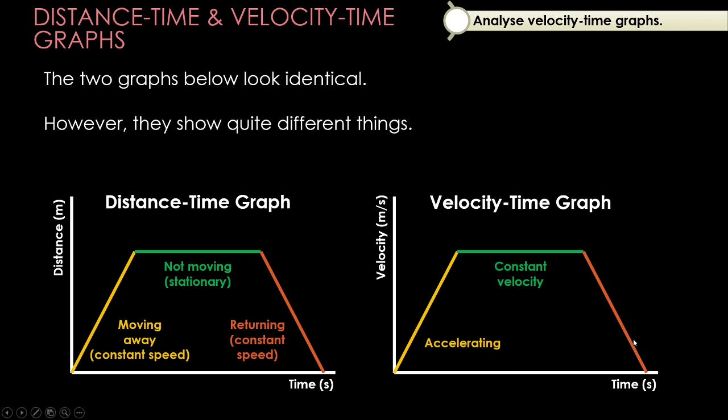Now, this downward slope means that it's decelerating, it's losing velocity, it's slowing down. Its velocity is decreasing, it's going down over the course of time, so it is decelerating. So they are quite different. You interpret them in different ways.